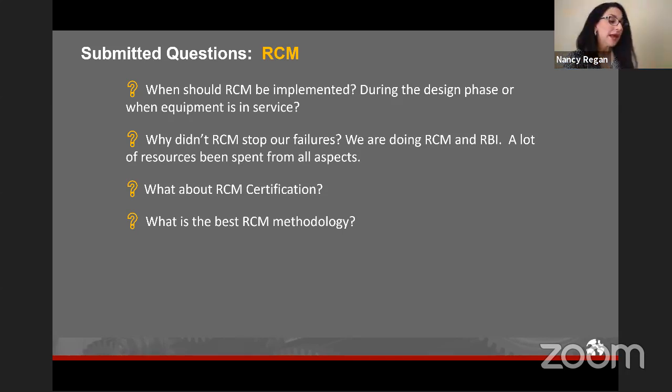Now, if you ask me to send you this, I cannot because it's copyrighted. So you have to actually purchase a copy, but all you have to do is Google SAE JA1011 and you can get it. So anyway, that is the RCM that I teach, and it's the RCM that I promulgate. It's true reliability-centered maintenance.